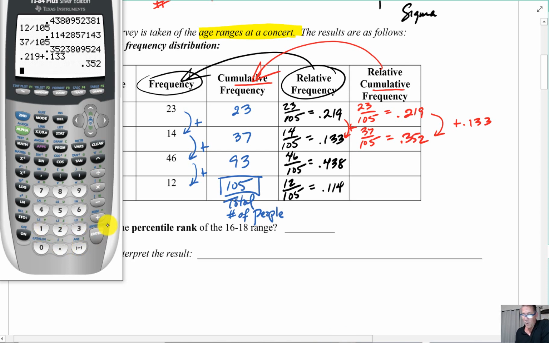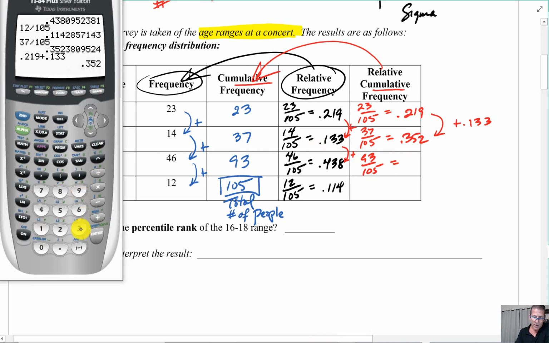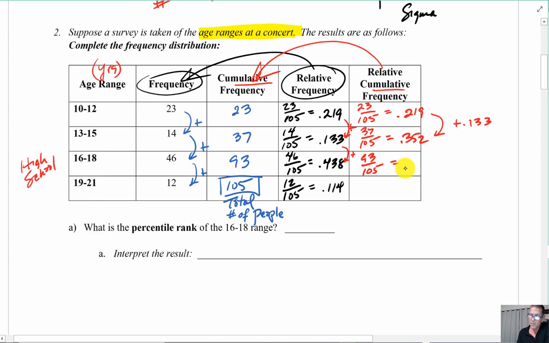So you can add the frequencies in the third column. You can just keep on adding right here if you want. That's another easy way to do it. Or you can just take the cumulative frequency, which is 93 in this case, divided by the total. A lot of you guys were doing this when we were talking about it because it kind of makes more sense. It depends on you. And so 0.886, let's round up.